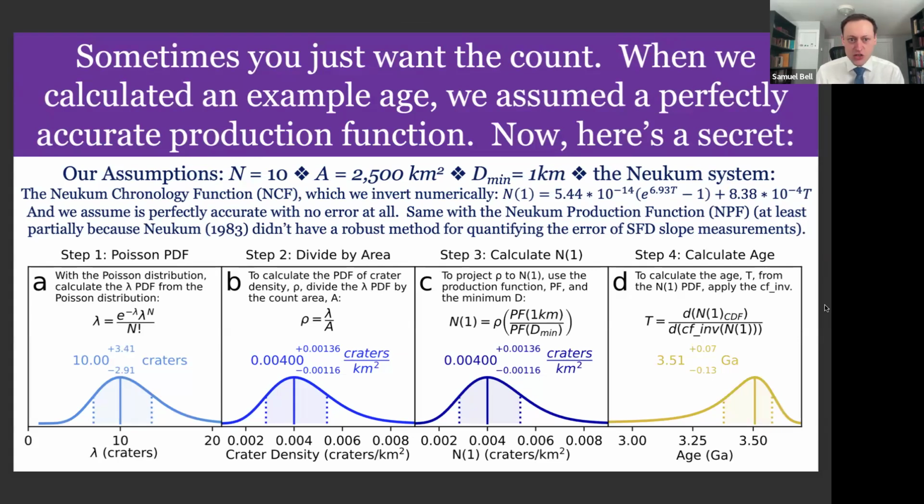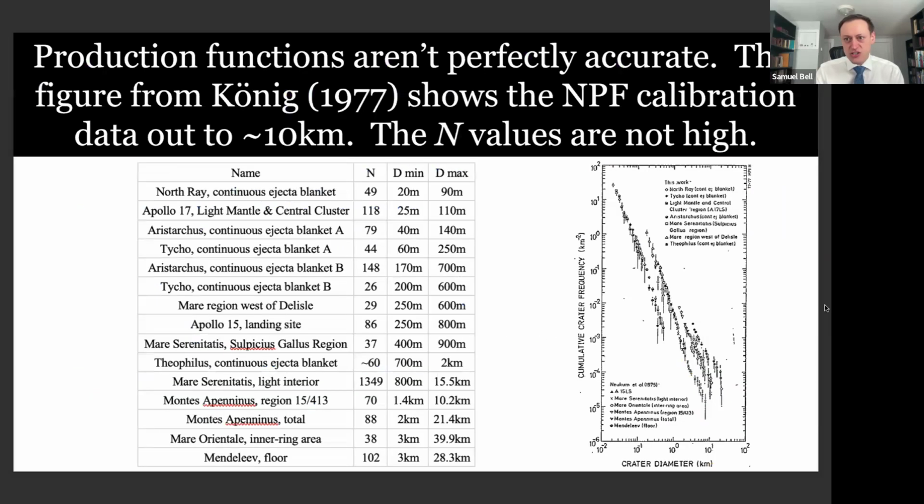When we calculated an example age, we assumed a perfectly accurate production function, but here's a secret. Production functions aren't perfectly accurate. This figure from Koenig, 1977, shows the NPF calibration data out to 10 kilometers. The n values, which I've put in a table here, just are not that high, especially at the lowest diameter. That north ray count, which is what pushes it down to 20 kilometers, and then it extrapolates beyond that, down to 10, that has an n of just 49.